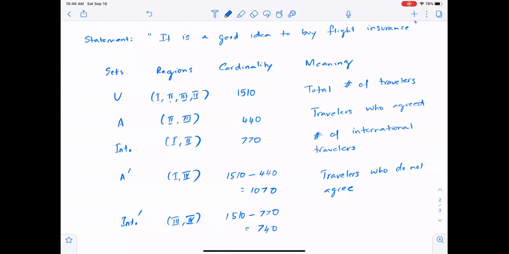So not international travelers would mean domestic travelers. I would like to go back and fix something here. I didn't mean to write it as total number of travelers; I sort of went with the cardinality part. I'm trying to write the meaning of the set, so I'm going to change that to all travelers, domestic and international. Int would be the set of international travelers.